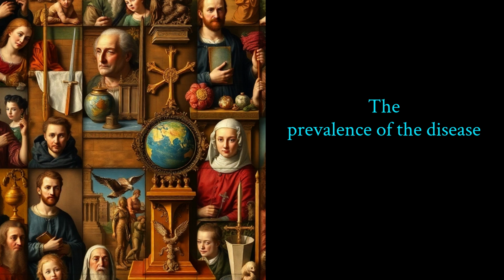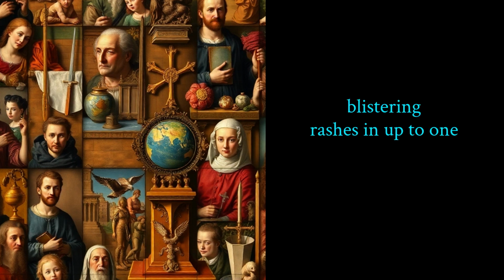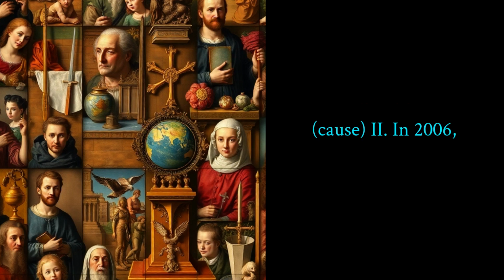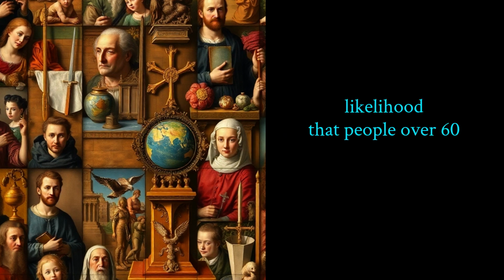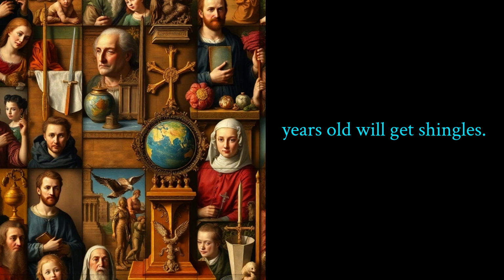Thesis. The prevalence of the disease shingles led to the invention of a vaccine. Shingles is a disease that causes painful, blistering rashes in up to 1 million Americans every year. Cause. In 2006, a vaccine for shingles was licensed in the United States and has been shown to reduce the likelihood that people over 60 years old will get shingles.